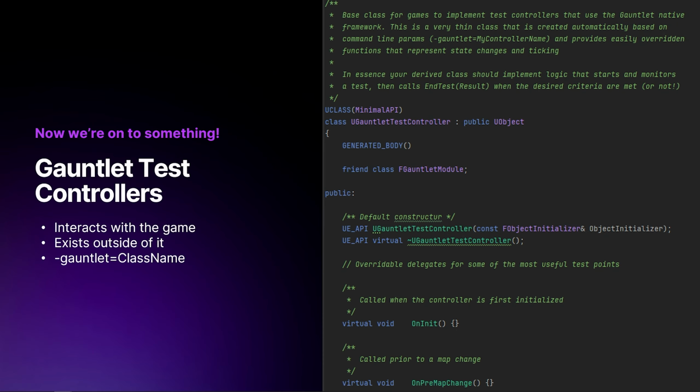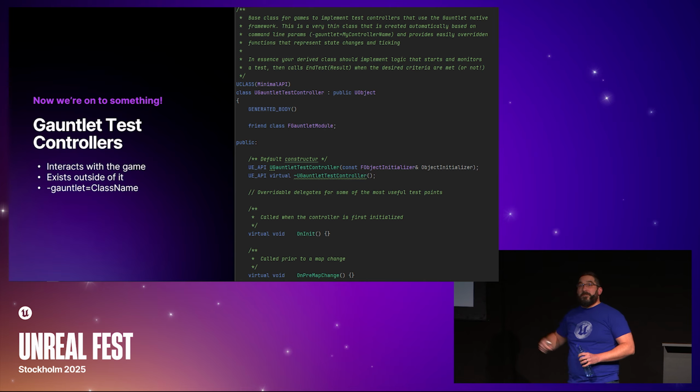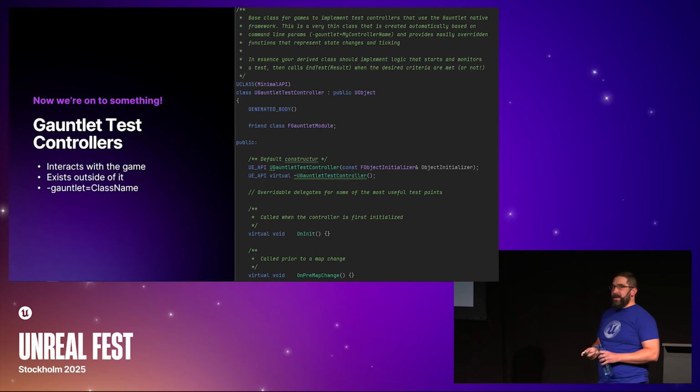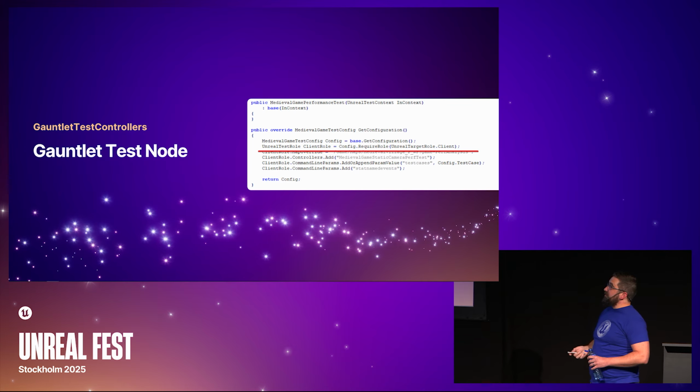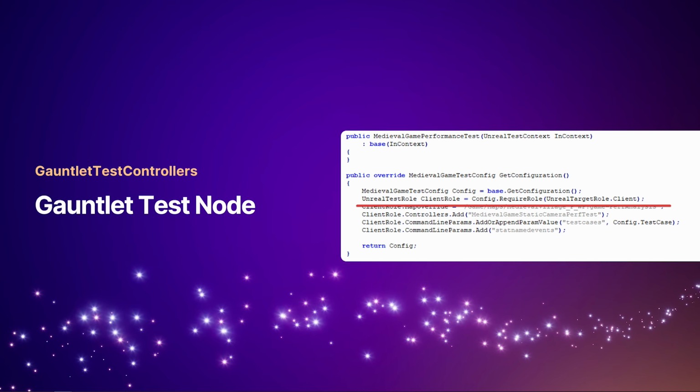which are Gauntlet test controllers. And these are really powerful. They persist between level loads. They're not the game mode, but they can interact with the game mode. And all you have to do to set one of these things up is just pass in -gauntlet equals the name of the Gauntlet test controller class. Ooh, now we're getting somewhere, because we can also, instead of doing the map override, add controllers to our client that Gauntlet is going to launch for us. And now it's starting to come together.